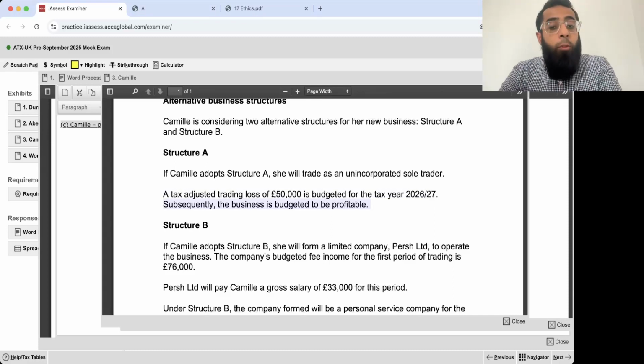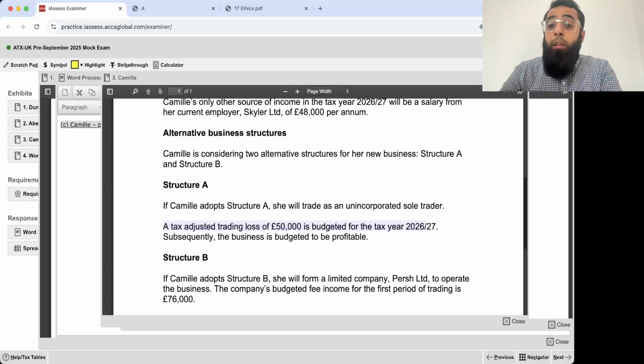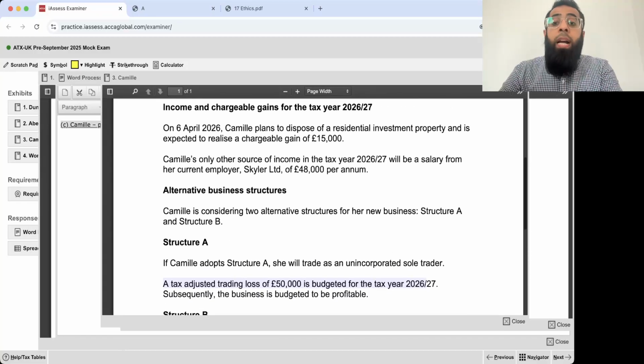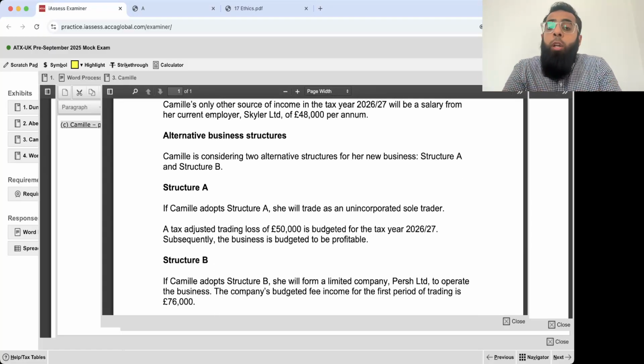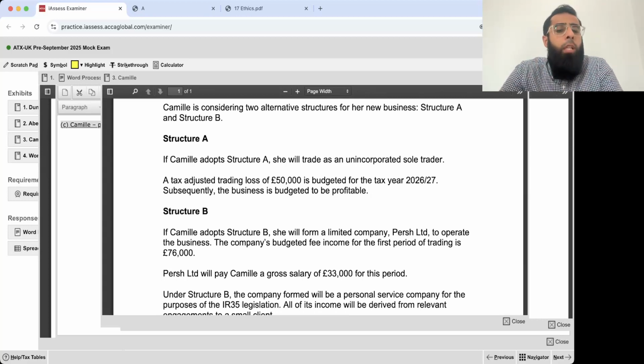So in the tax year 26-27, she will have a trading loss of 50,000. She has this employment income of 48,000 and she has this chargeable gain of 15,000. So gain of 15,000, employment income of 48,000 and then a trading loss of 50,000 pounds. So the trading loss will offset your total income and once done with that, it can offset your capital gains. We'll look at it when we'll be solving it.